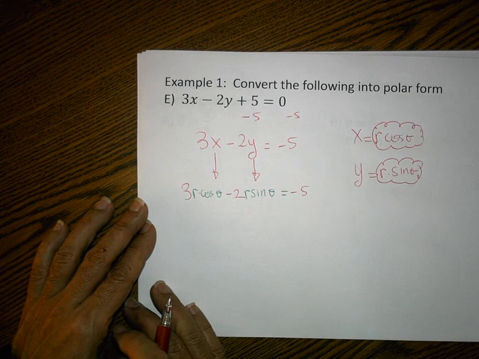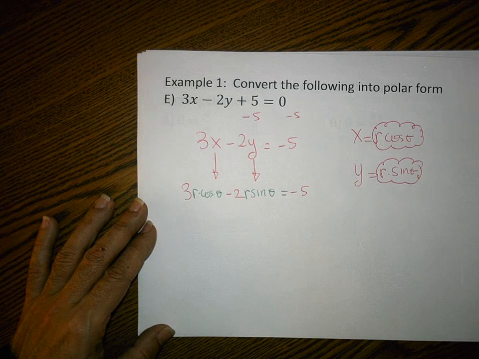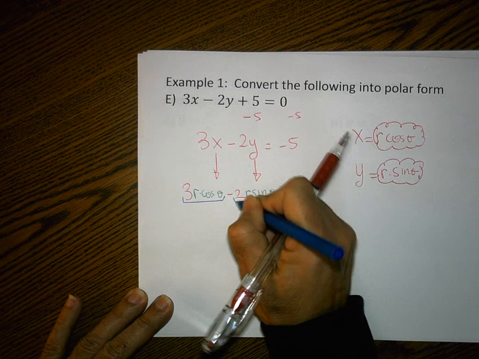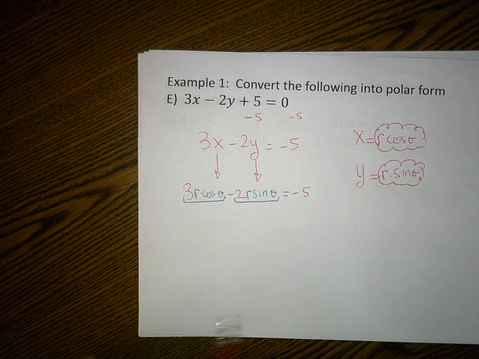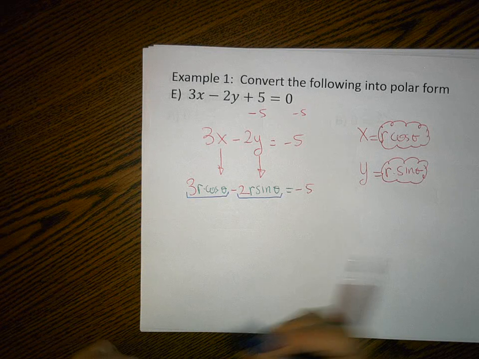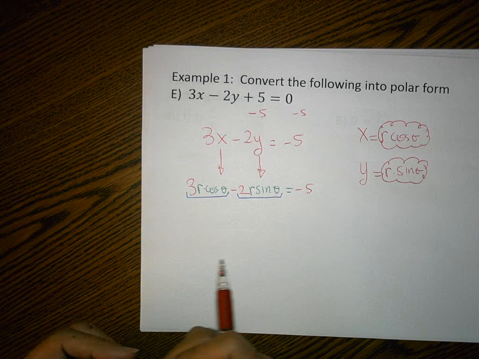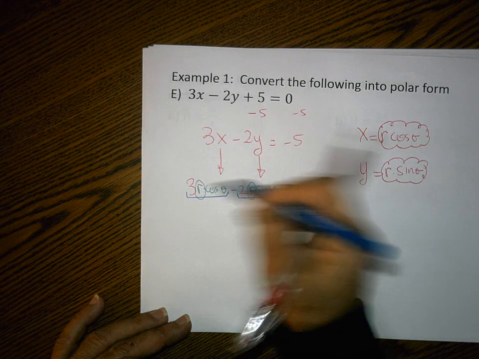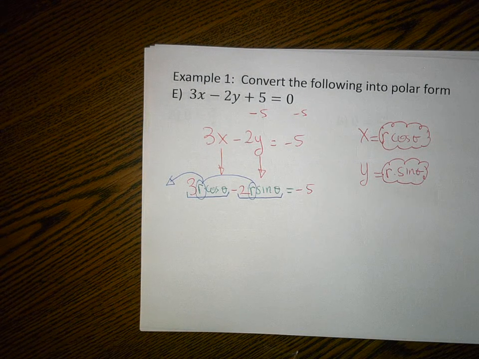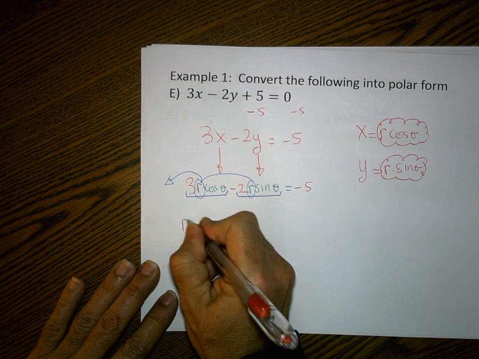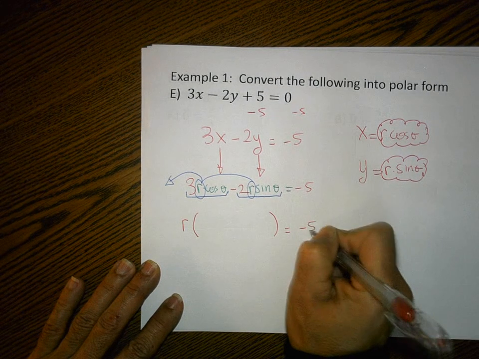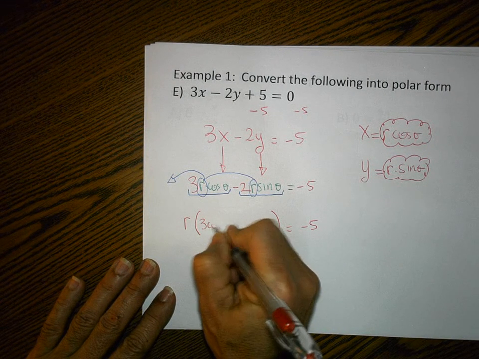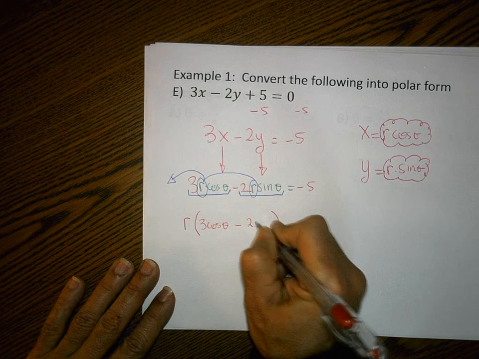All right, I have two r's. What I really have here is a binomial, two terms. I have the first term, and then I have the second term. What can I factor out from both of these terms? Well, they both have the r value. So if I factor out the r value, what do we end up with? We end up with r times 3 cosine of theta minus 2 sine of theta.